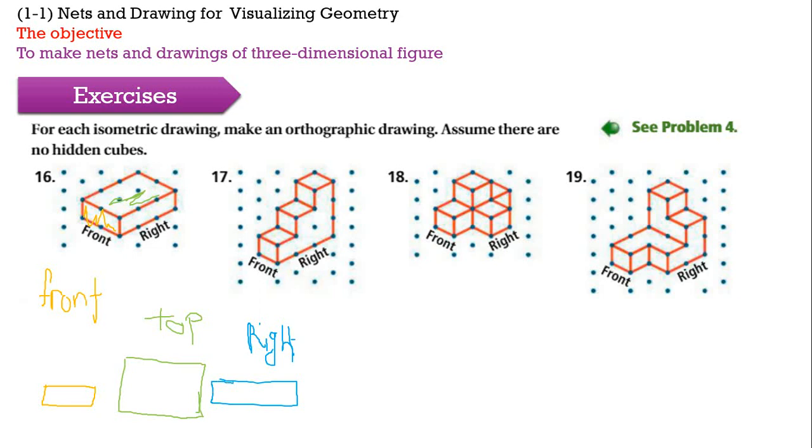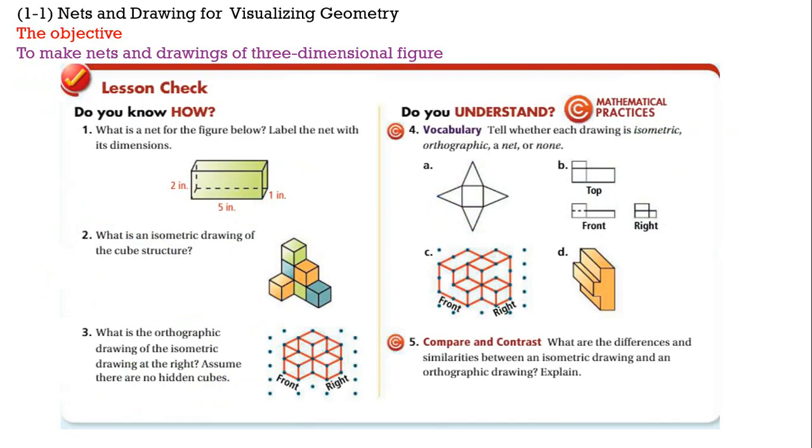That's for this question. Like this, I finished with you the first lesson, which is nets and drawing for visualizing geometry. So we learned the three ways to represent solids, or I can say three-dimensional figures: nets, orthographic drawing and isometric drawing. Here we can summarize by having these exercises. Let's discuss them together.